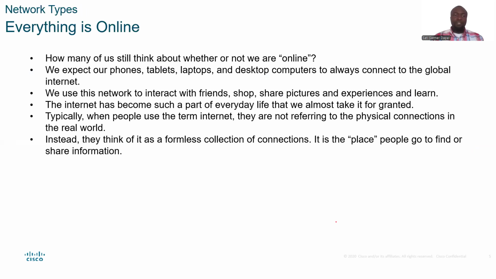Network types. Everything is online, which is true, especially in this day and age. The question we should ask is, how many of us still think about whether or not we are online? As it is now that I'm talking to you, wherever you are, we are actually online. So we expect our phones, our tablets, our desktop computers to always be connected to the global internet. And someone may ask, what is this global internet? They may think that the global internet is something located in the sky or something abstract. We will find out. We use this network to interact with friends, to shop, to share pictures, experience, learn. That's all we use the network for. The internet has become such a part of our everyday life that we almost take it for granted.